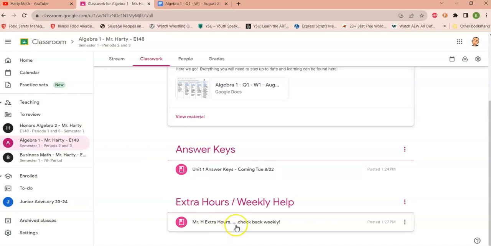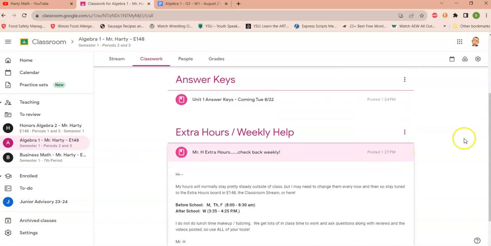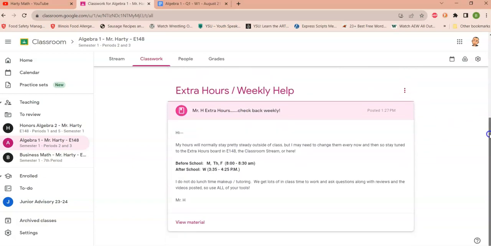And then also the big question I always get asked at the start of the year, okay, when are you available for extra help if I'm getting stuck on something? This is going to be pretty standard for me. I have a 9-year-old son in 4th grade who is very active in outside activities and a wife that works as well, so we kind of mix our schedules here. I will be available before school on Mondays, Thursdays, and Fridays. I will be available after school on Wednesdays.